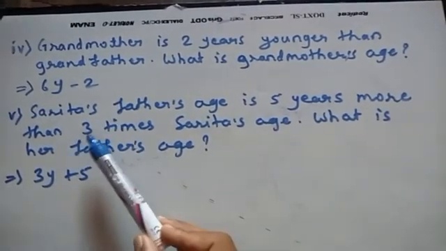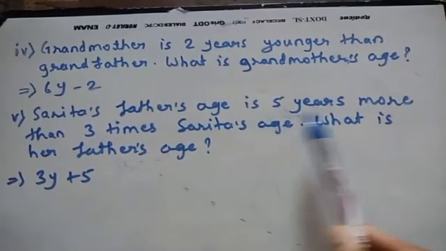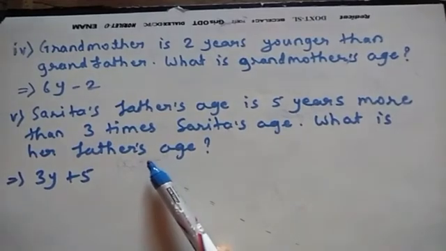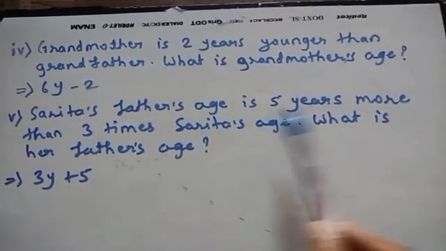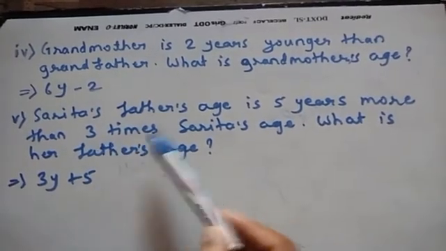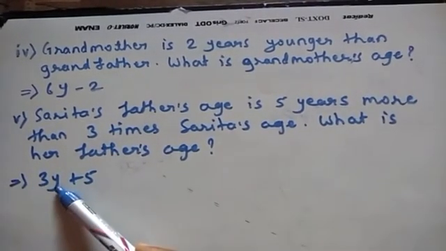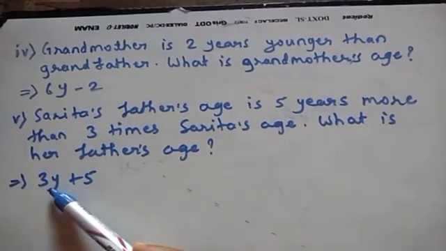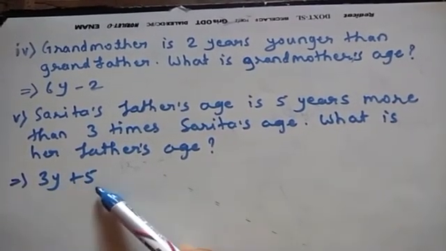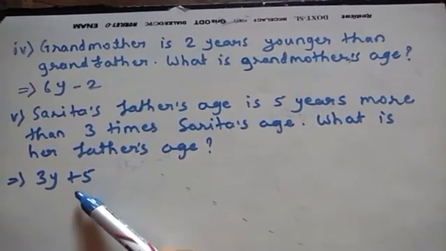One more question, see: Sarita's father's age is 5 years more than 3 times Sarita's age. What is her father's age? What is given: Sarita's father's age is 5 years more than 3 times Sarita's age. 3 times Sarita's age is 3y, because y is the age of Sarita and 3 times y means 3y. Plus 5 years. This will be the age of her father.